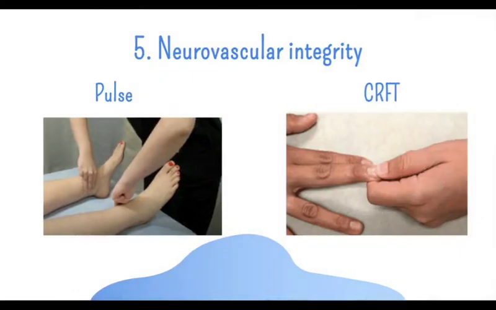The fifth one is the neurovascular integrity. Because the fixator itself can damage the neuronal structures, or due to the fracture there can be neurovascular problems, or due to the fracture management, or due to the compartment syndrome. So basically you have to examine the pulse and the capillary refilling time.